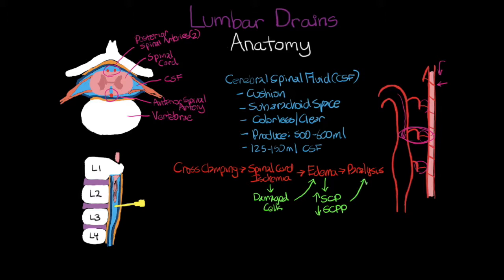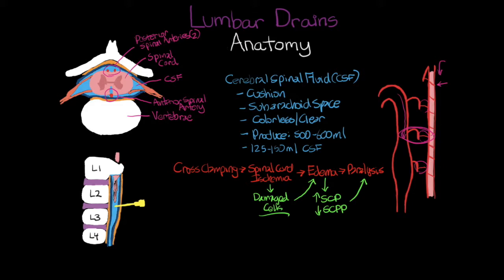And one more thing too is when we reintroduce blood flow, so when we unclamp the aorta, sometimes what can happen is they get a reperfusion injury. And essentially what happens with reperfusion injury is that when reperfusion happens, this can lead to inflammation and oxidative damage to the cells. And as we talked about, damaged cells here lead to edema, which then leads to more increased spinal cord pressure and decreased spinal cord perfusion pressure, which ultimately can lead to paralysis.